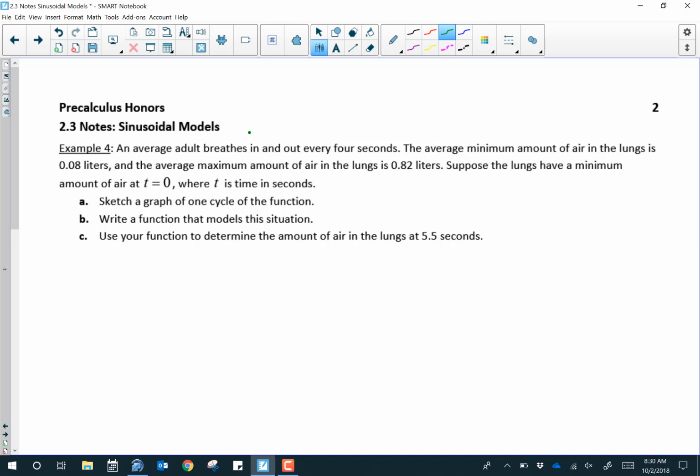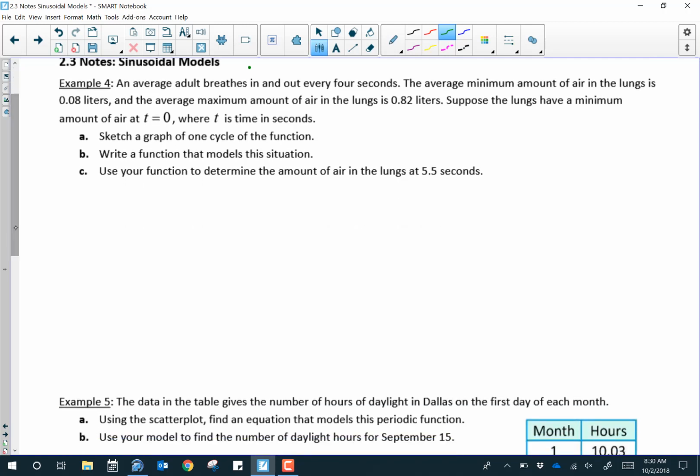Okay, to sketch this, it's kind of the same thing that we did before, where I have the minimum and that maximum value. Now, what's the period in this one? How long does it take to do one cycle? I breathe in, and I breathe out. It's actually 4 seconds, because I breathe in, I breathe out, and that's one cycle, and so that takes 4 seconds. So it is 4 seconds.